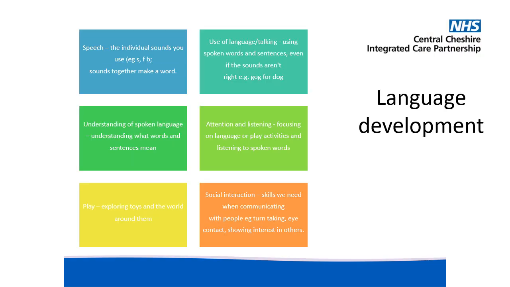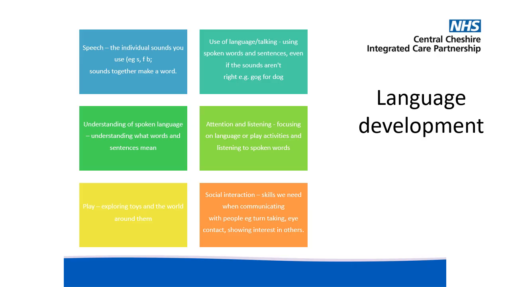Before we consider what social communication skills are, we need to think about language development in a wider context. So what do we mean by language development? There are lots of different parts that make up our development of language skills and communication. Attention and listening, so focusing on language or play activities and listening to spoken words. Play, sort of exploring toys and the world around them. Understanding of spoken language, so understanding what words mean and also what sentences mean. The use of language, so talking in sentences or short phrases, using spoken words and sentences even if the sounds aren't right.